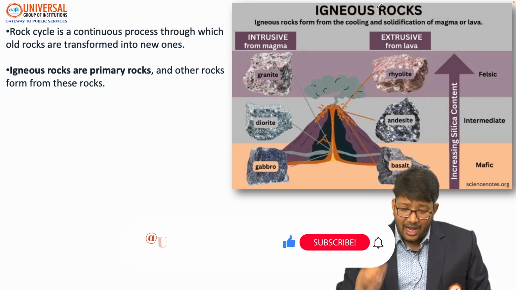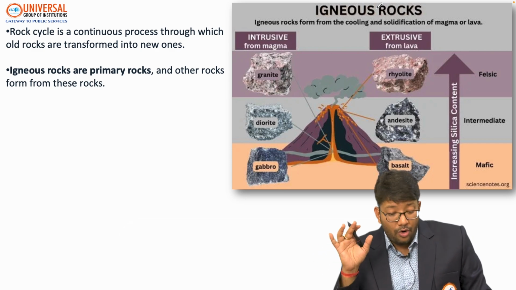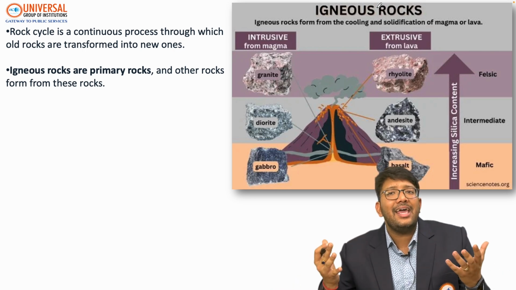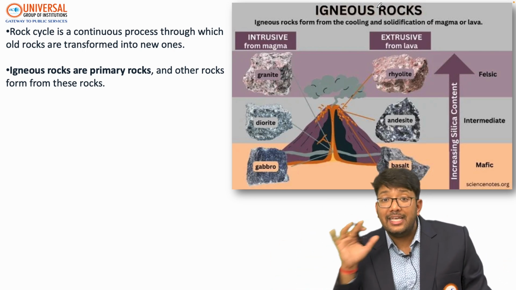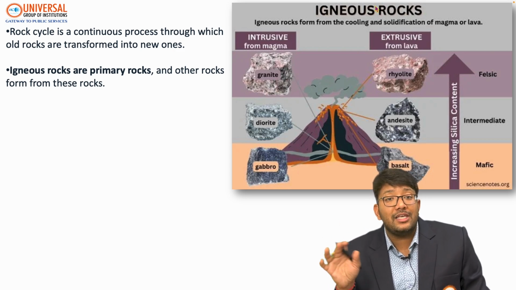Now, the rock cycle is a continuous process through which the old rocks are transformed into new ones. Cycle means something new. So igneous rocks are the primary rocks, and other rocks form from these rocks.